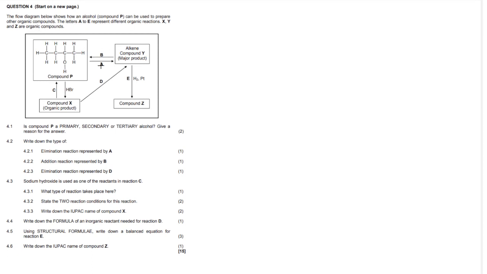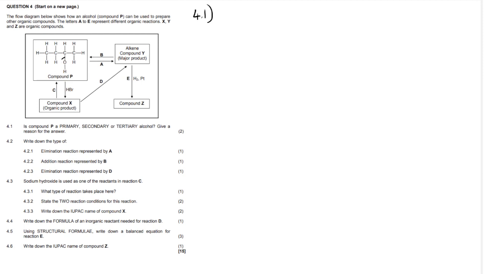The letters A to E represent different organic reactions. Okay, so A, B, C, D, and E all refer to specific types of reactions. The letters represent organic reactions with X, Y, and Z being the compounds. X, Y, and Z being compounds. Let's have a look here. 4.1. Is compound P primary, secondary, or tertiary?